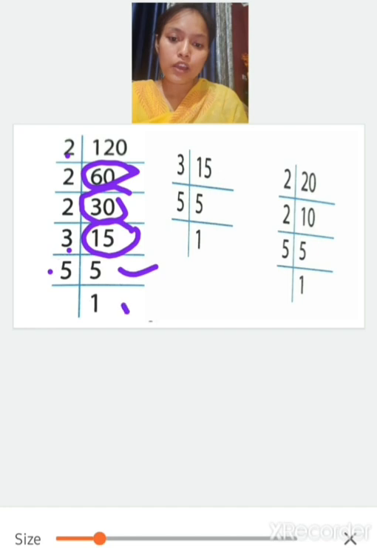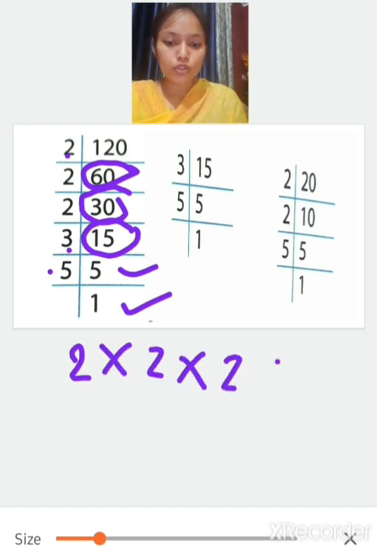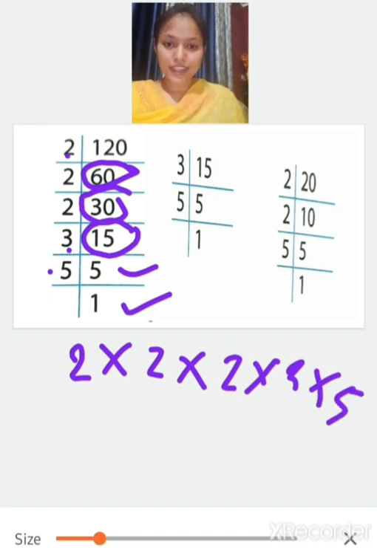5 ones are 5. So we got the factors of 120 as 2 into 2 into 2 into 3 into 5. So these are the prime factors of 120. We can say it comes in the tables of 2, 3, 5. And these are the factors of 120.